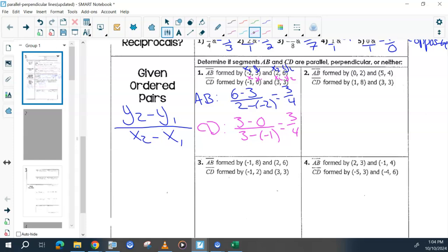So if I have the same thing, 3/4 and 3/4, those are going to be parallel lines, because they have the same slope. So you can write out the word parallel, or this is your symbol from geometry, parallel lines. Questions on that before we do another one?